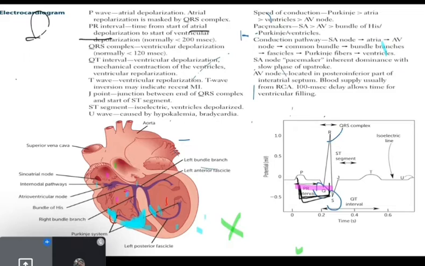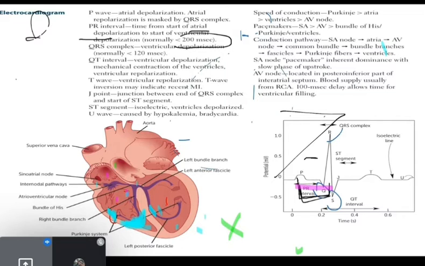Normally, it should be less than 200 milliseconds. This interval should take less than 200 milliseconds to occur. If it takes longer than this, we call it a prolonged PR interval, and it is abnormal, okay?